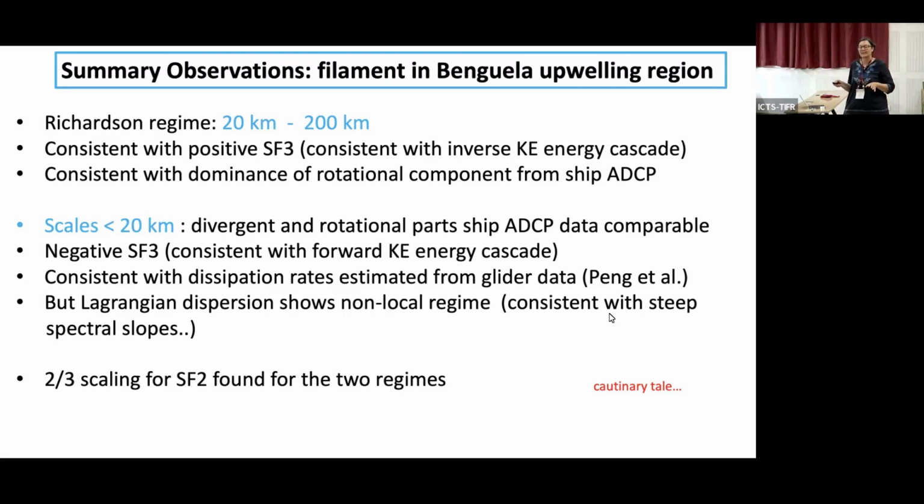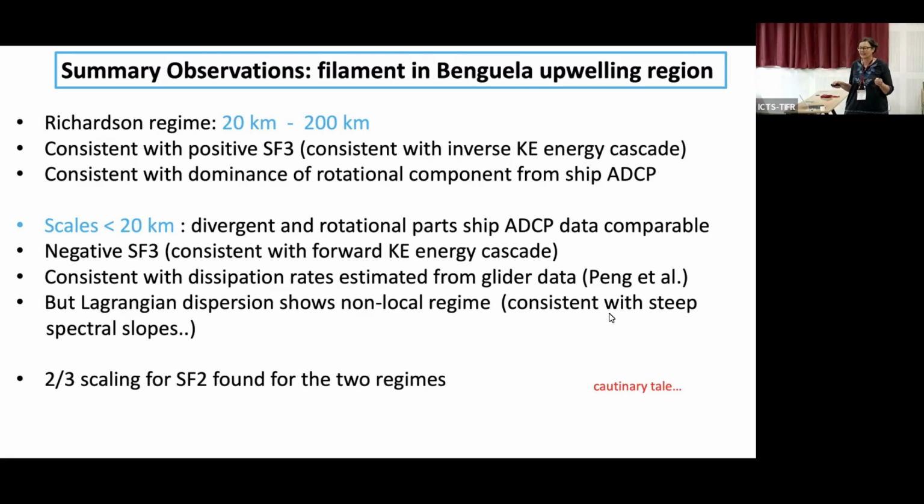Then for scales smaller than 20 kilometers, the divergent and rotational parts of the ADCP data are comparable. Then for these scales we also get a negative third order structure function, which could be consistent with a forward kinetic energy cascade. And it's also consistent with dissipation rates that are estimated from glider data. The other consistent thing is actually the spectra, the 2/3 scaling of the second order structure function for these two regimes.